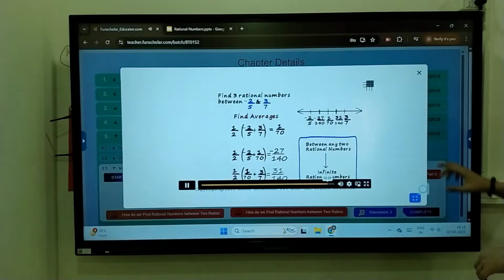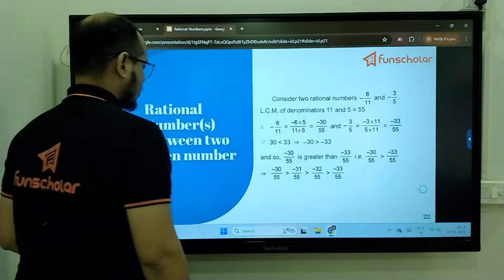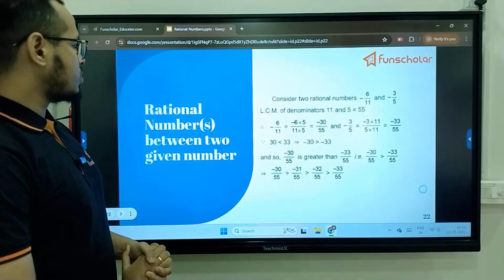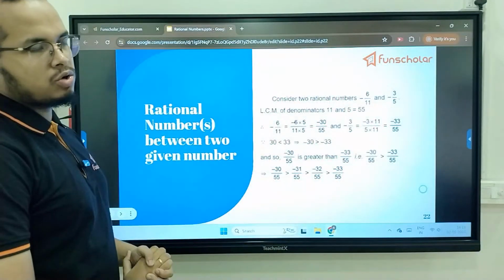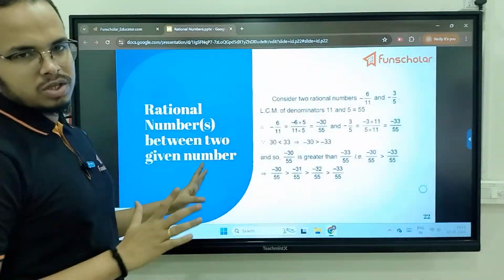Okay, I hope this particular concept is clear. This was a very important concept that we had to understand: finding n number of rational numbers between any two given rational numbers. That is what the concept is.